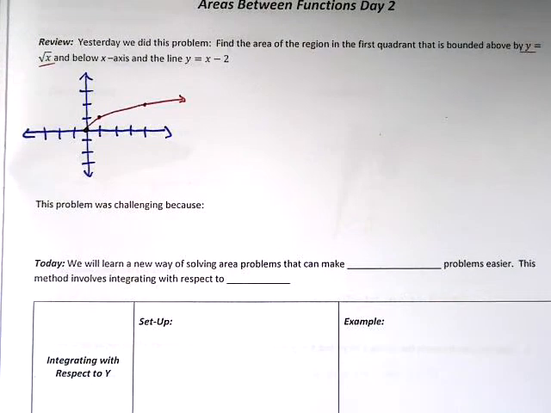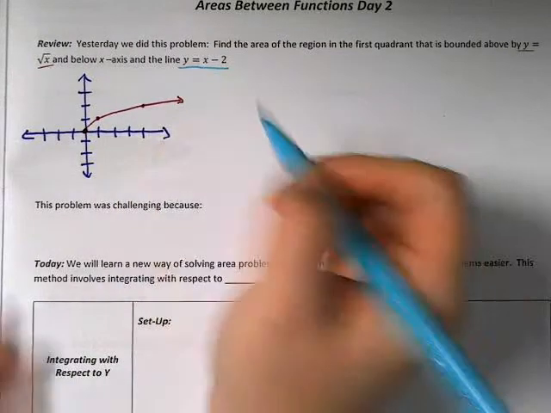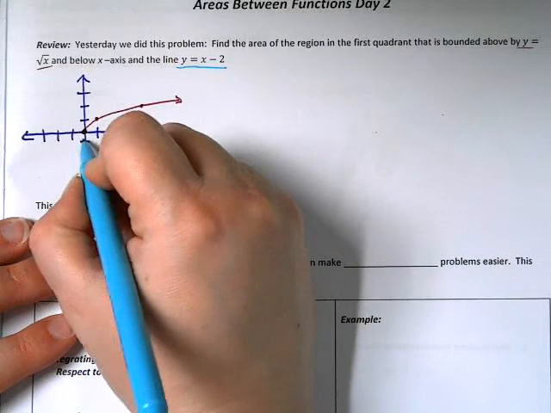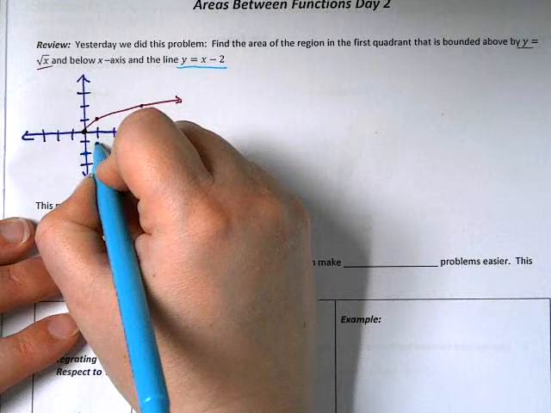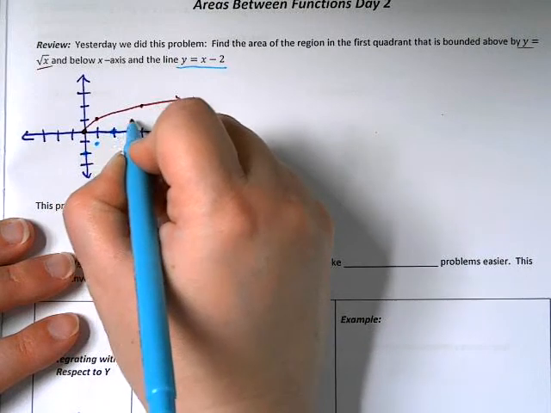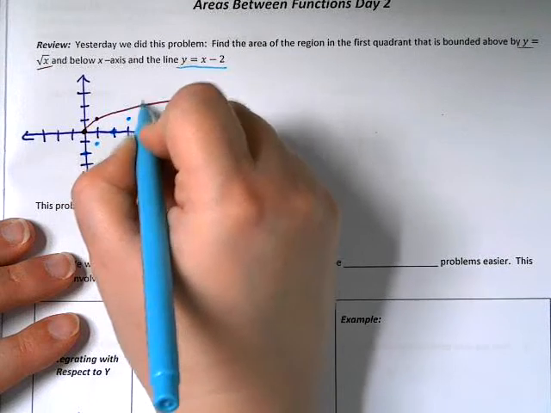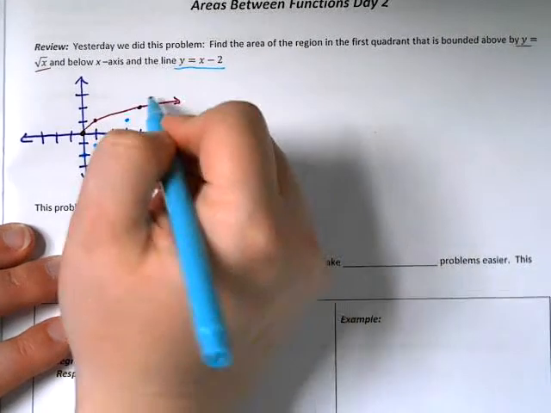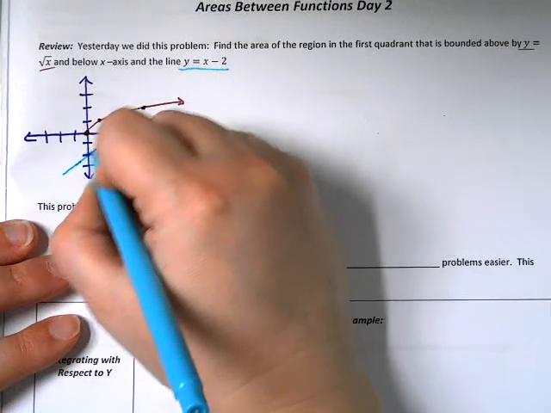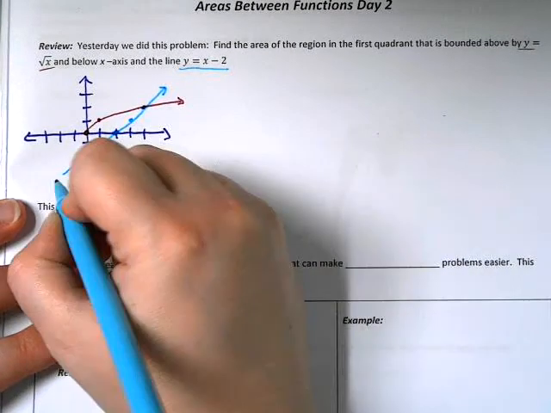And then we've got the line y equals x minus 2, so that starts at negative 2 and has a slope of 1, so up 1 over 1, up 1 over 1, up 1 over 1, and up 1 over 1. And we've got a straight line there. I should have brought my straight edge and I didn't, so I apologize. Hopefully you have yours.